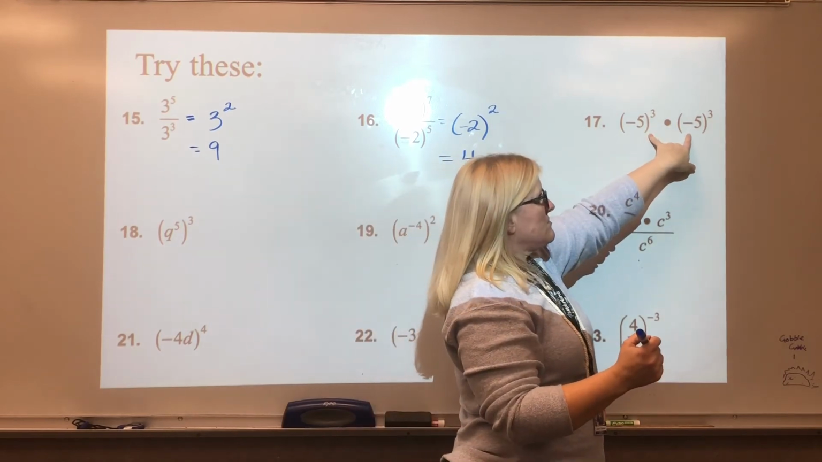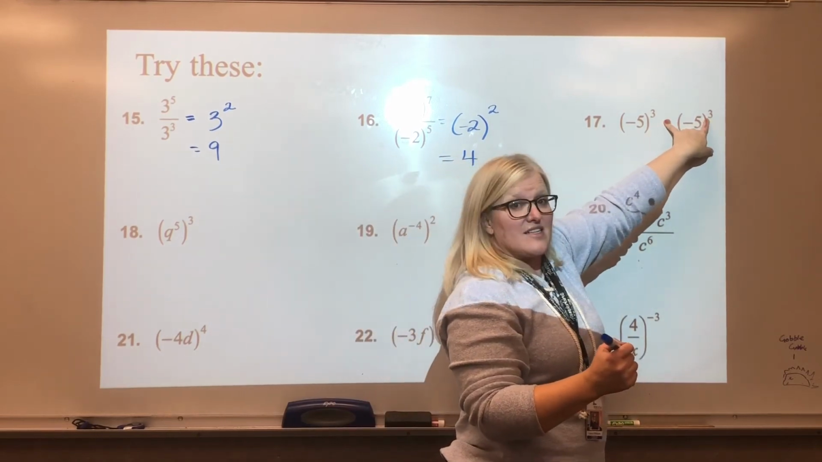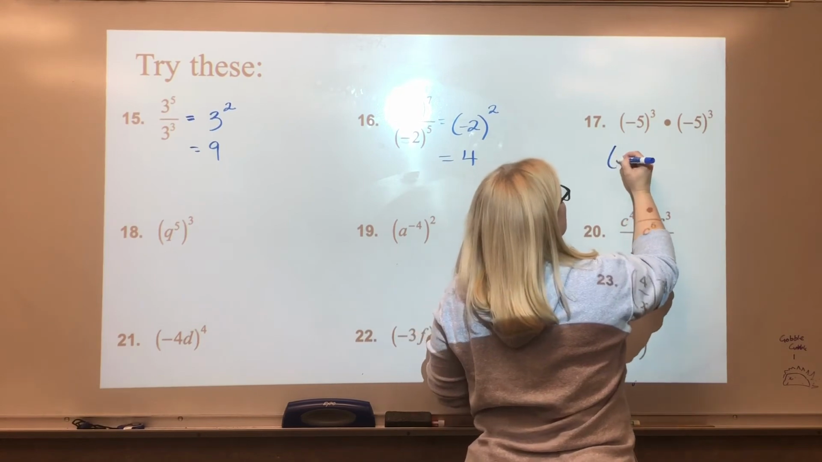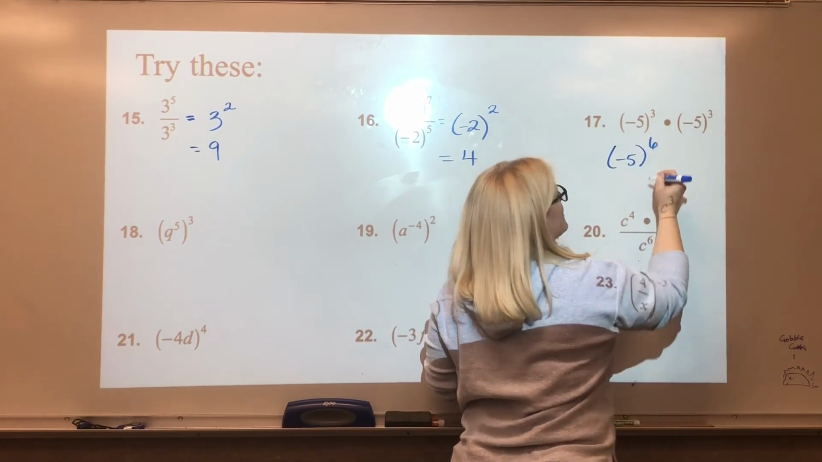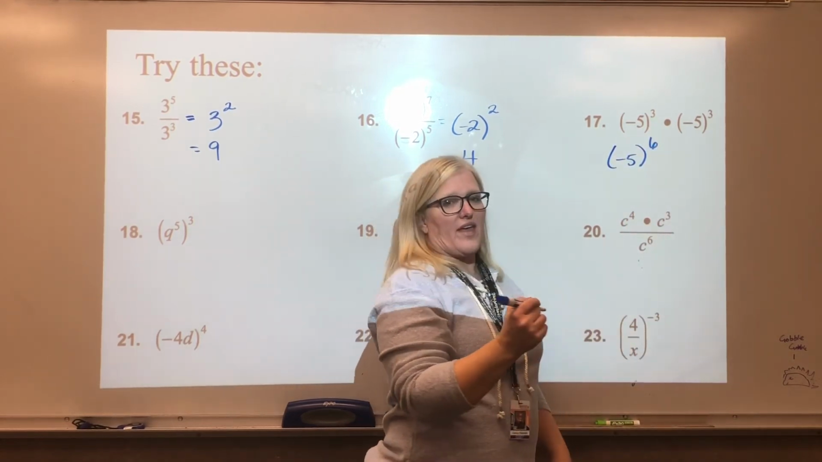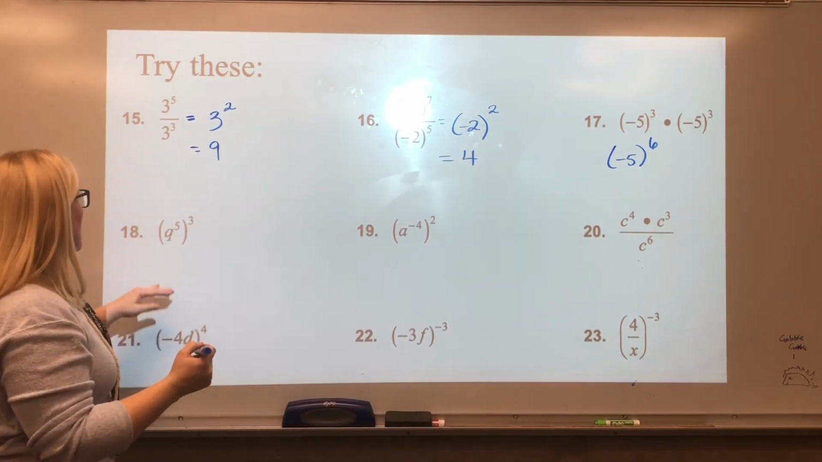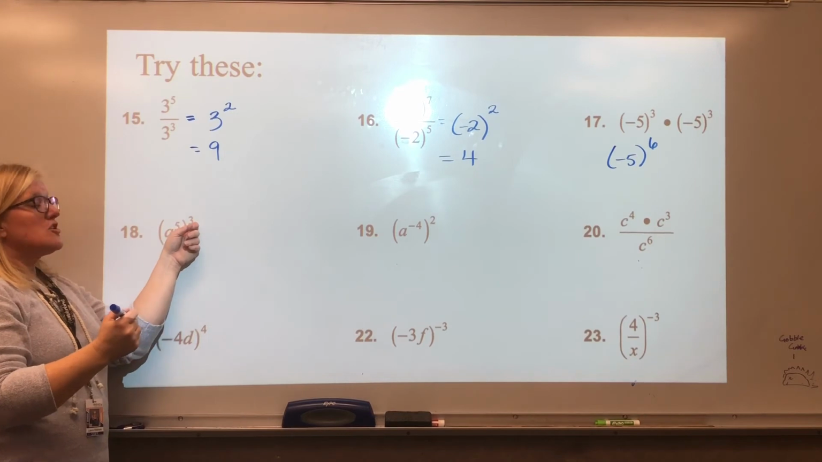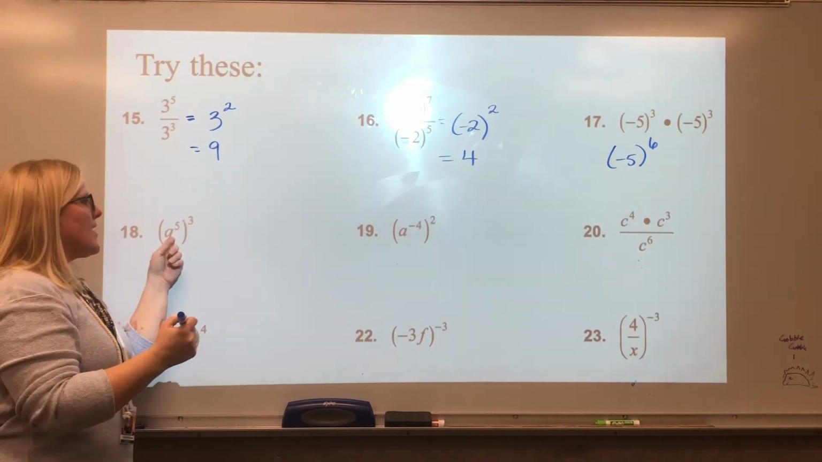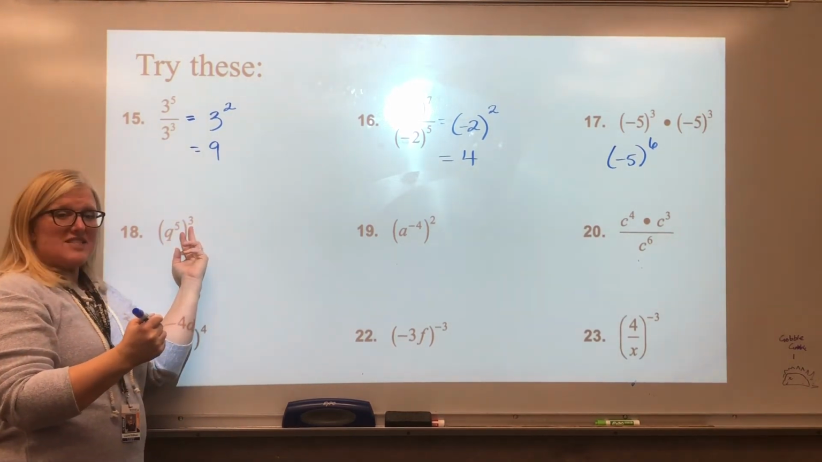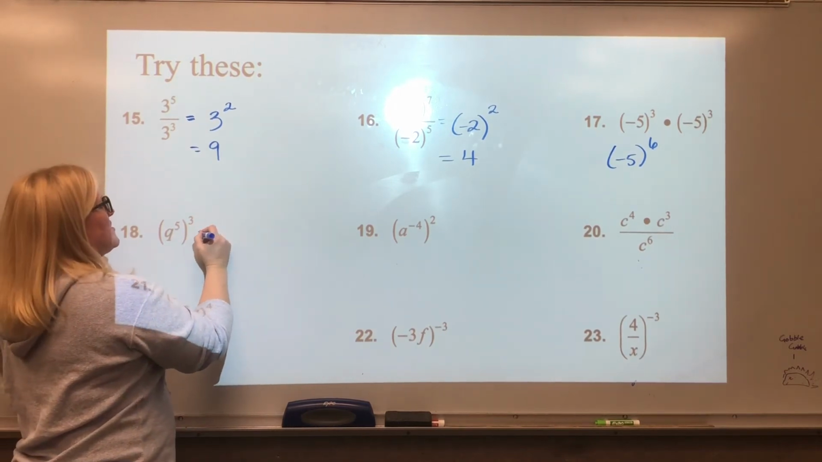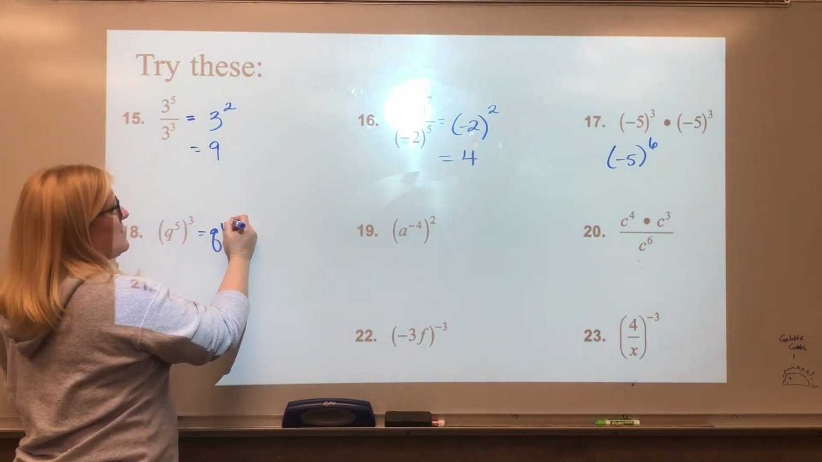Okay, same base, so I add the exponents. So this is negative 5 to the 6th power. I don't know what that is. It's something big. All right, q to the 5th to the third. Remember, 1 base, 2 exponents. Now we multiply. So this is q to the 15th.